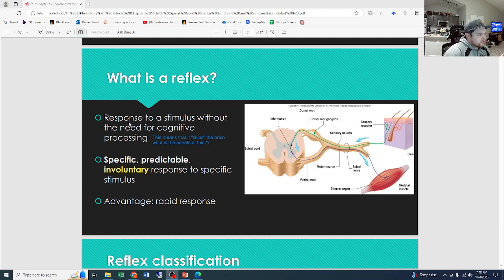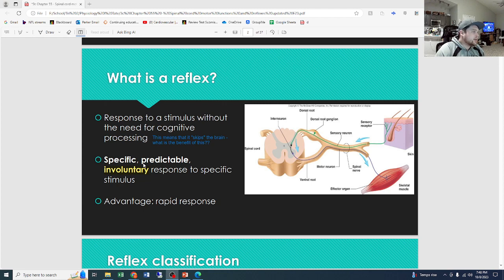Okay, so the definition that we use here is responsive stimulus without the need for cognitive processing. That means that it skips the brain. The main benefit of this is that we don't lose any time in translation, okay? We're able to have something happen at our hand or at our foot, and our body immediately responds without having to think, hey, that hurts, I need to move. And that can help us prevent further damage from happening to the body.